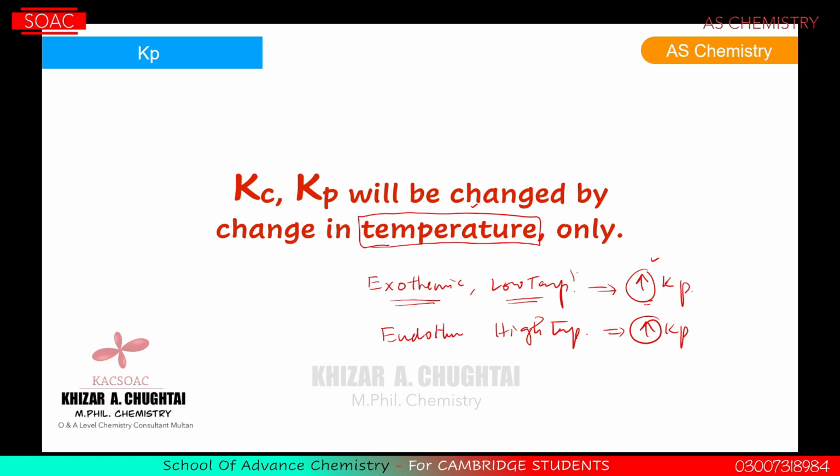So low temperature will favor the exothermic reaction. As you know, high temperature favors the endothermic reaction. When the temperature is favoring the forward reaction, then obviously the answer of Kp will increase. If the temperature condition is not favoring the forward reaction, then obviously the answer of Kp will be decreased.